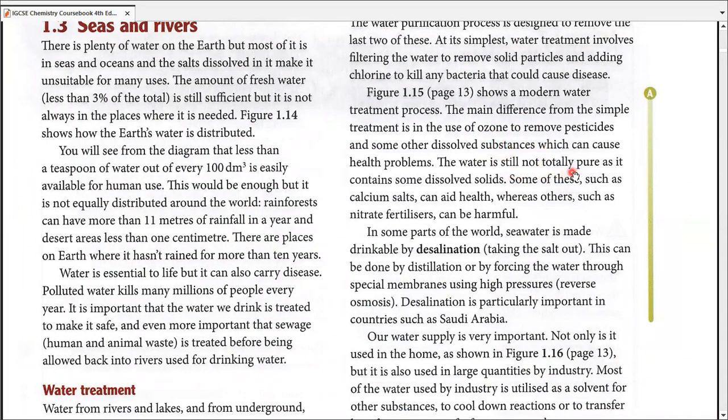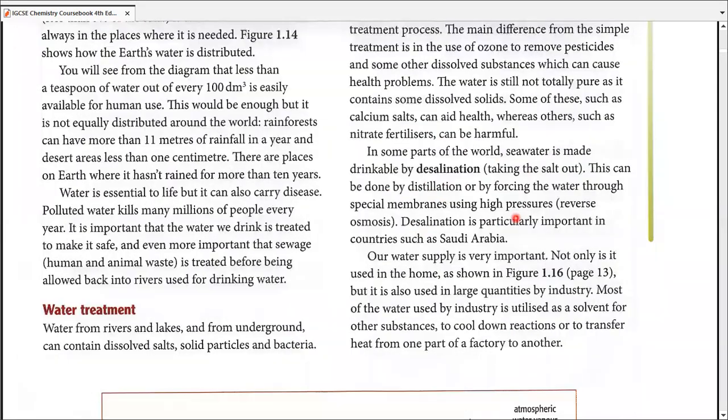If the water is not pure, it may contain some dissolved solids, calcium salts, that can aid health, but there are some fertilizers and other particles that can also be harmful and cause health problems. All right, that's why this treatment is important.